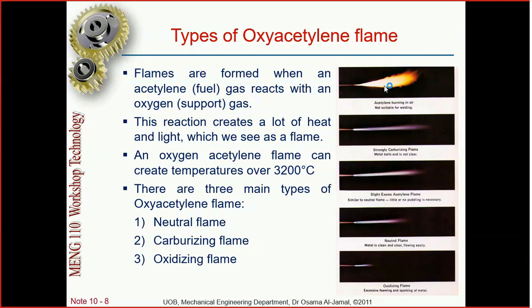First is the neutral flame, where the amounts of oxygen and acetylene are in equal proportion. Second is the carburizing flame. If the amount of acetylene is more, then it is a carburizing flame, and if the amount of oxygen is more, then it is an oxidizing flame. See how it looks. A neutral flame is like this: purple, then blue, yellow in the middle. Then a carburizing flame like this, and an oxidizing flame like this. This is how the different flames look. And if it is only acetylene burning, it is yellow like this.